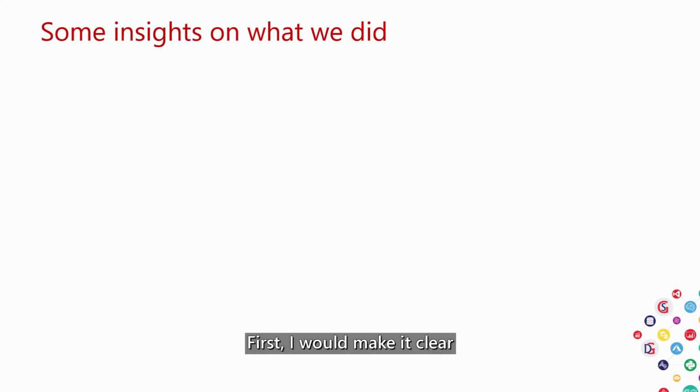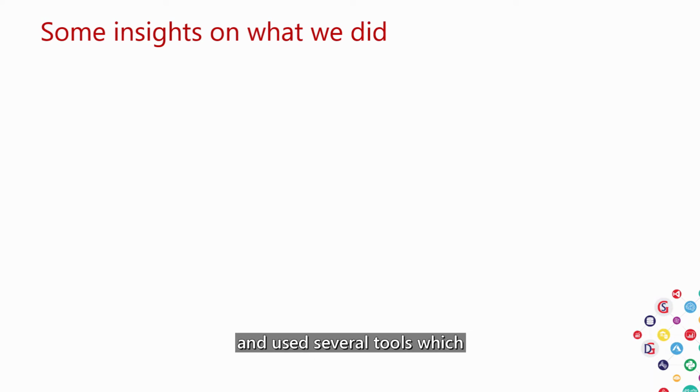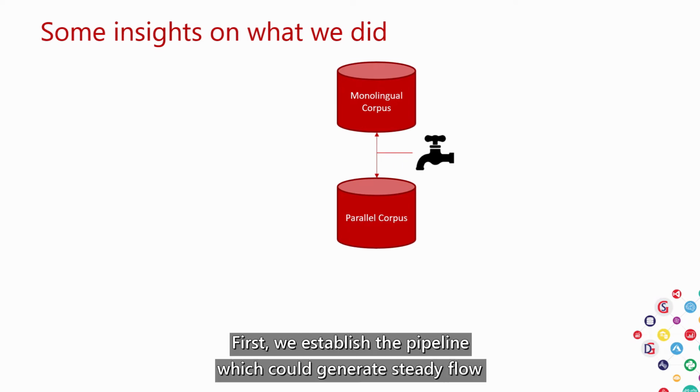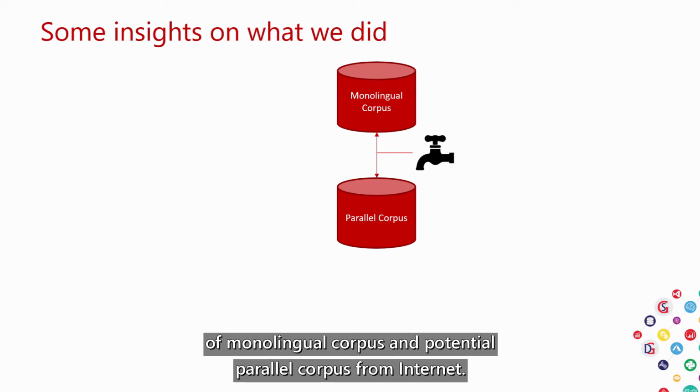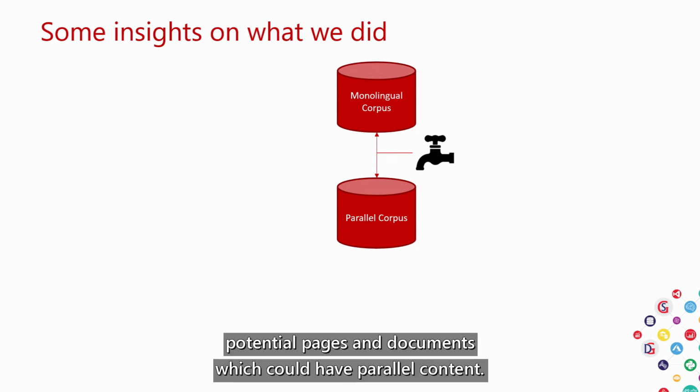First, I would make it clear that this is an iterative process. We have built several machine learned tools and used several tools which were readily available to us to collect the parallel data. First, we established a pipeline which could generate steady flow of monolingual corpus and potential parallel corpus from internet. Using algorithms, we identified potential pages and documents which could have parallel content.